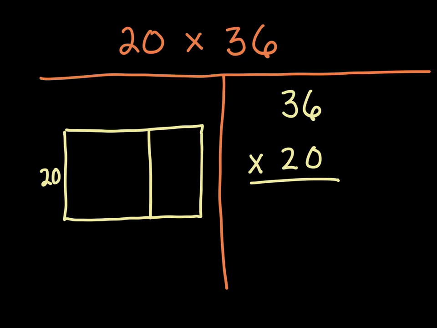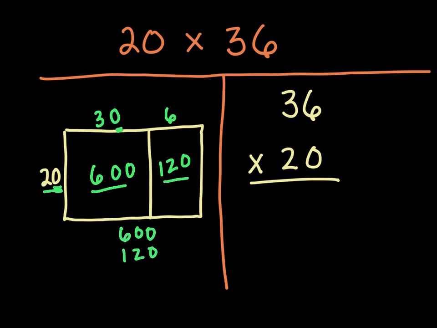Okay, our next one, we've got 20 times 36. So we have the 20 over here, but now we have to break up the 30 and the 6. So 2 times 3 is 6. We have to include our 2 zeros, 600. 2 times 6 is 12. Don't forget to add on your 0. So the 600 and the 120 are considered to be our partial products, and we always add partial products. And our product is 720.